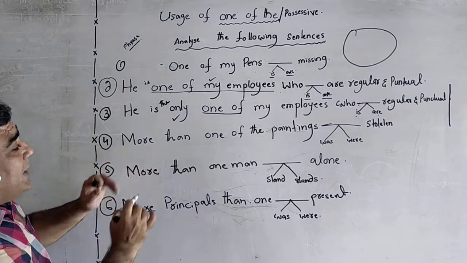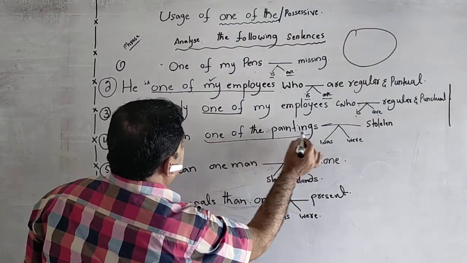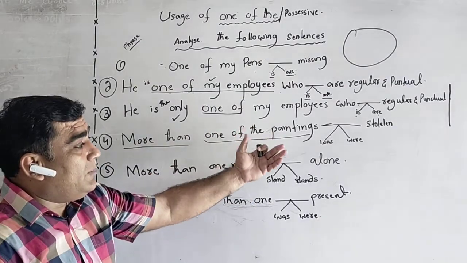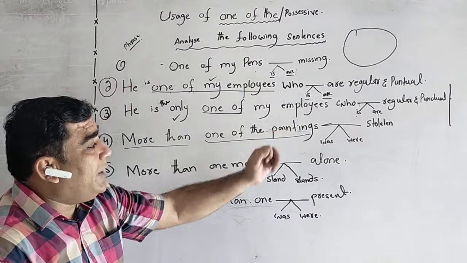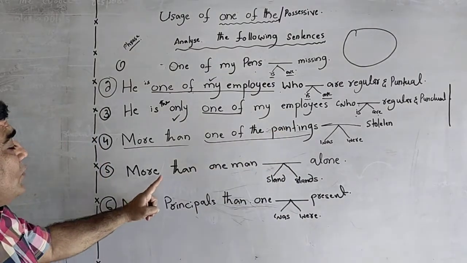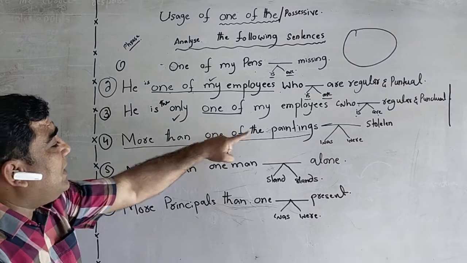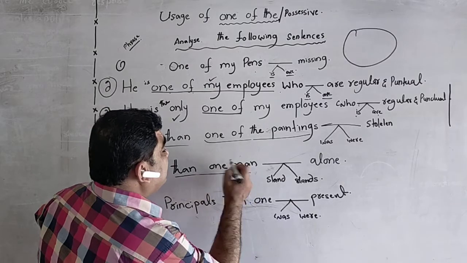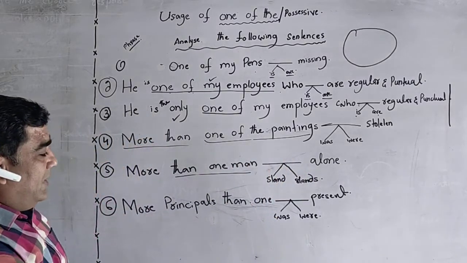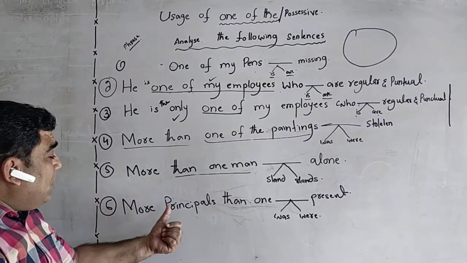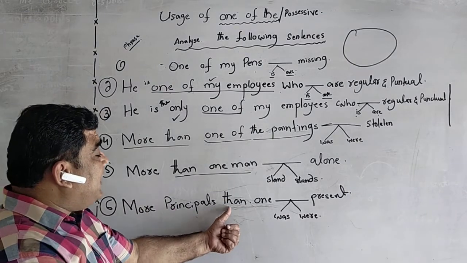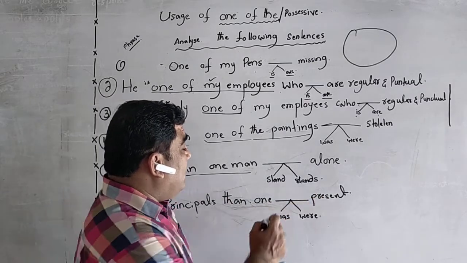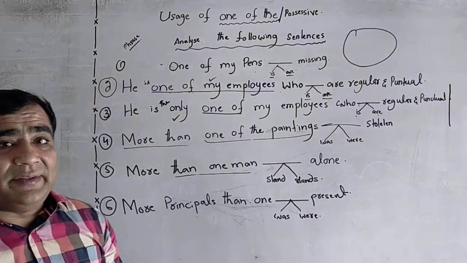Fourth one, again we have one of the paintings, but before that the words are "more than". What verb would be chosen? Fifth one is more than one man. Again, after "more than" there is one man, singular. What do we have to put here? And the last one is more principles than one, dash, present. And what we have to put in all these sentences together.